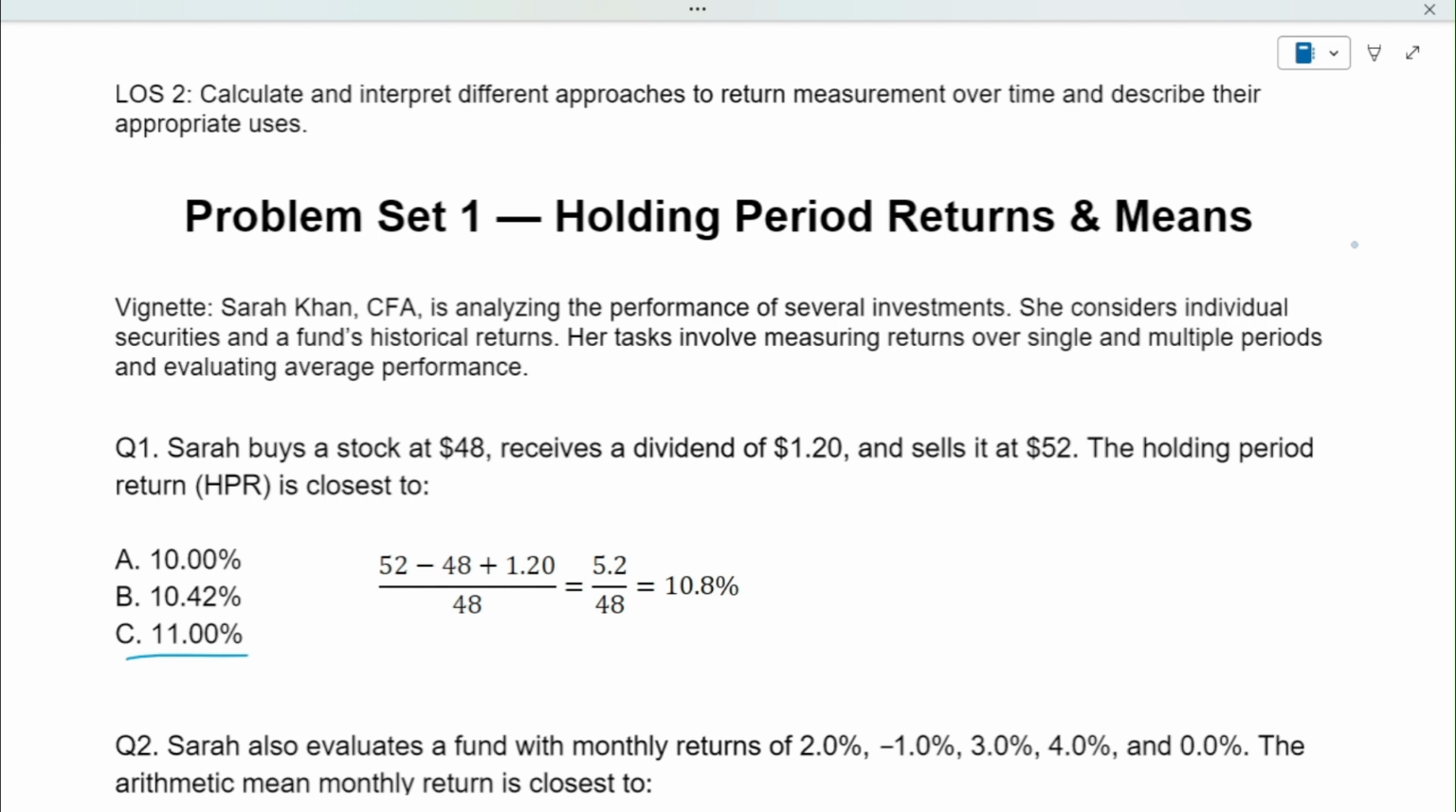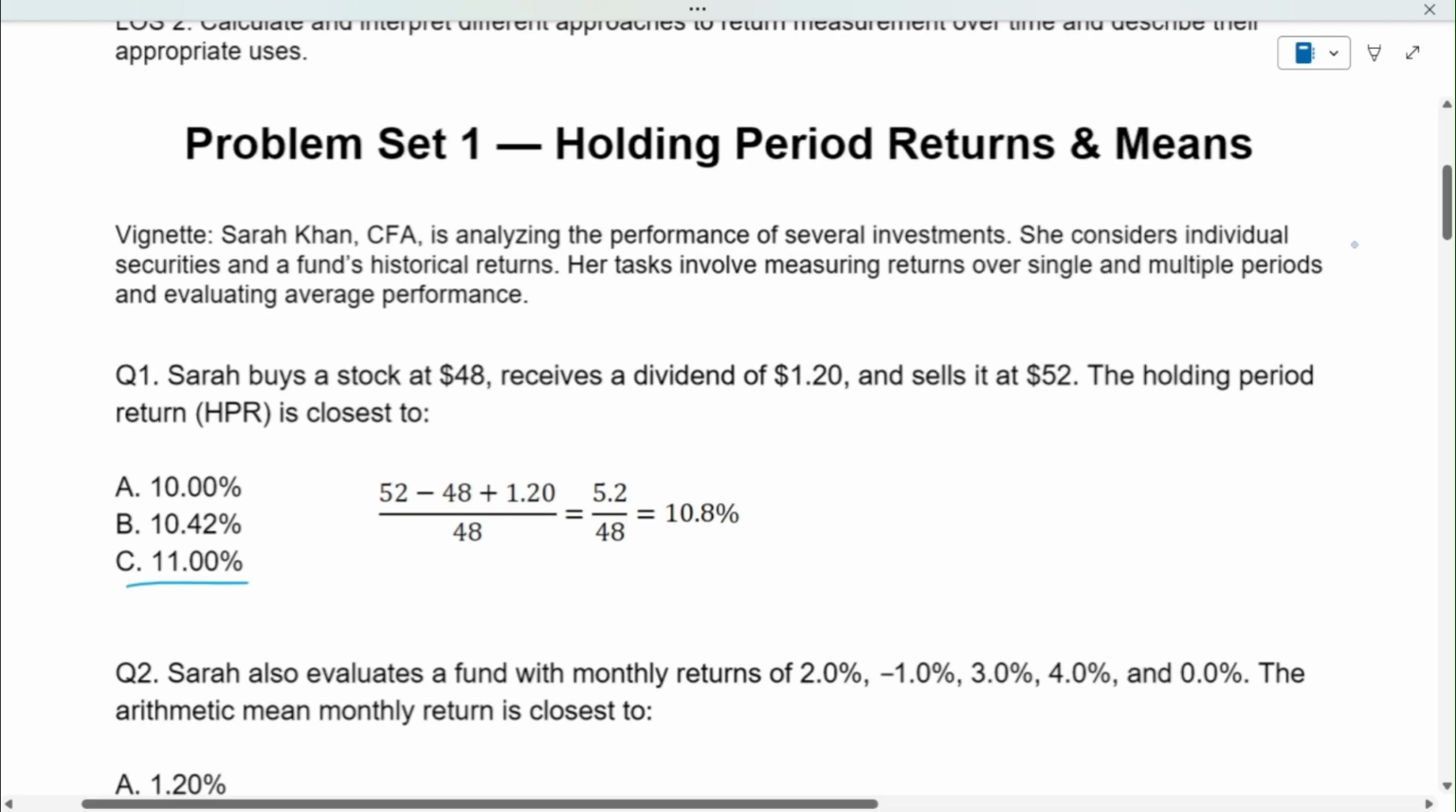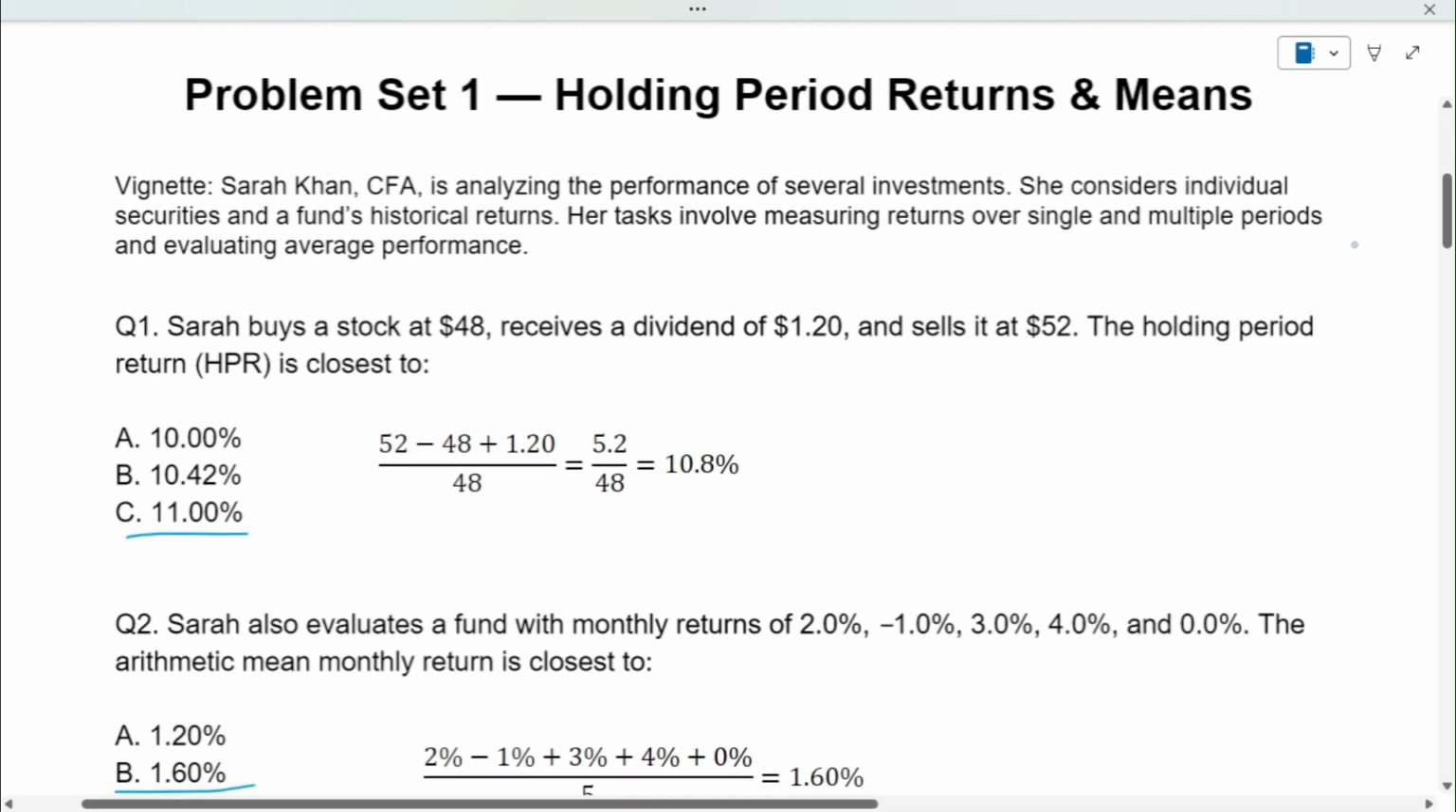It is about holding period return and means. Okay, let's read it. Sarah Khan CFA is analyzing the performance of several instruments. She considers individual securities and funds' historical returns. Her tasks involve measuring returns over single and multiple periods and evaluating average performance. Okay, let's start with the first question. Sarah buys a stock at $48, receives a dividend of $1.20, and sells it at $52. The holding period return is closest to.